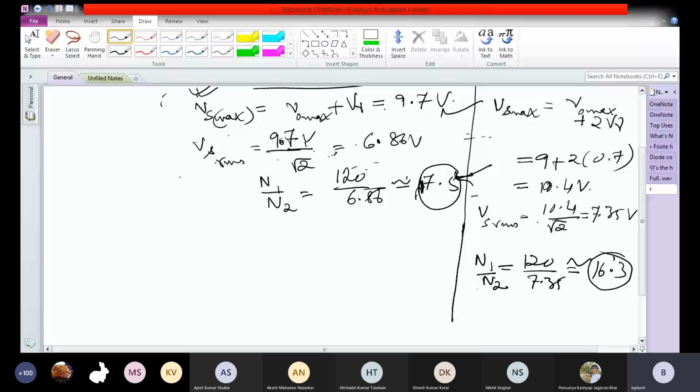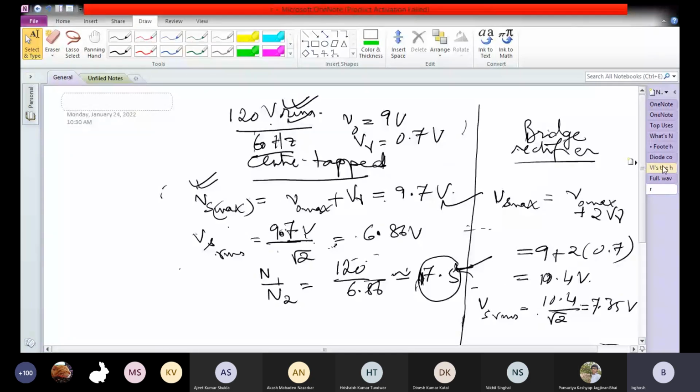That is one disadvantage of the center tap transformer, or that is one advantage of the full wave bridge rectifier over the center tap transformer. The bridge rectifier requires almost half the number of turns compared to the circuit with the center tap transformer. Now let us find out what is the peak inverse voltage. Can any of you say?